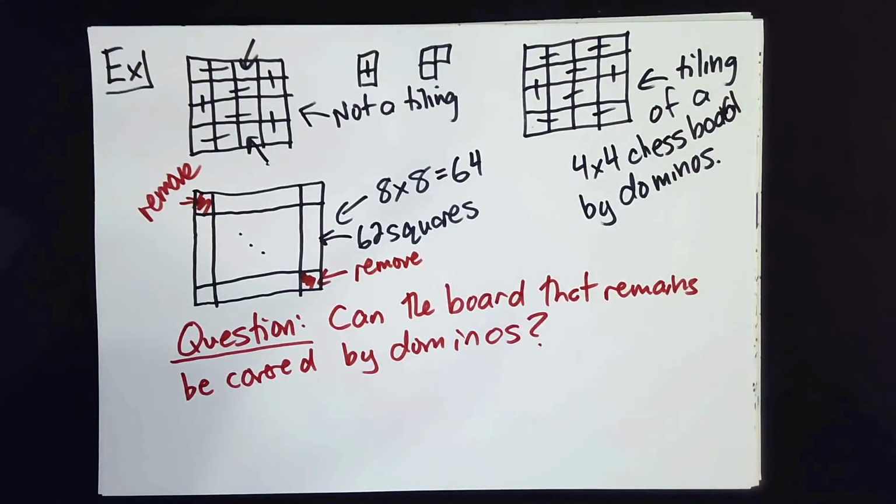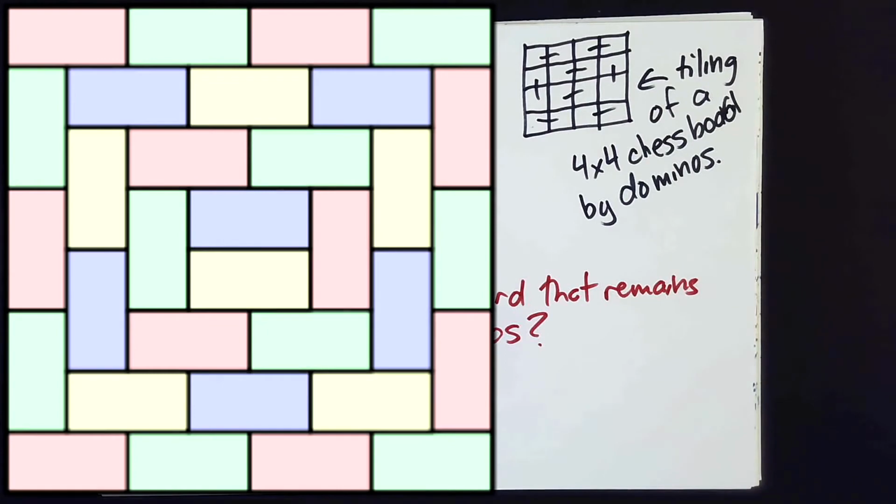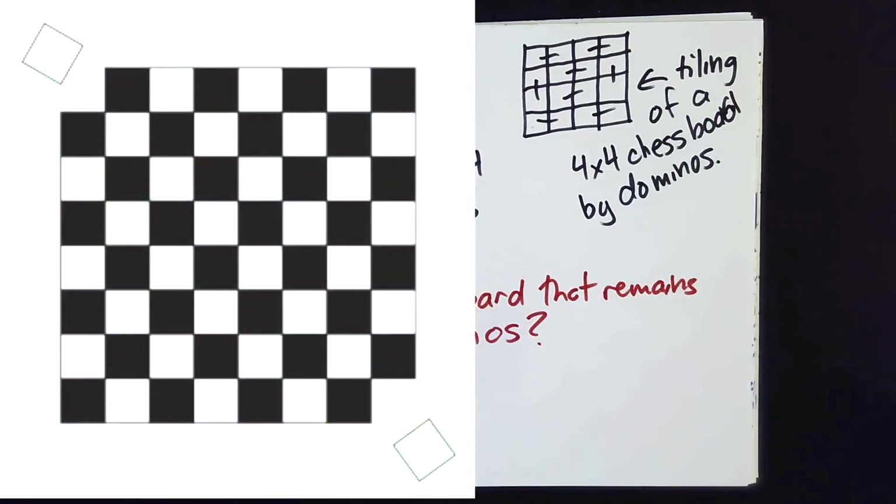So just to give you a visual, here's someone who has tiled the entire 8x8 chessboard with dominoes. This is almost what we want, but we want to know if we could still do this if I knocked off the two corners that I indicated before. Here's the visualization of that, which is also instructive.